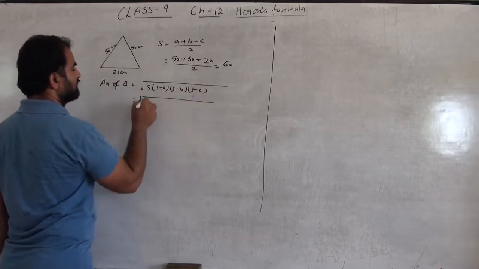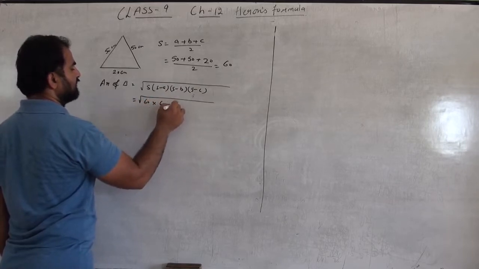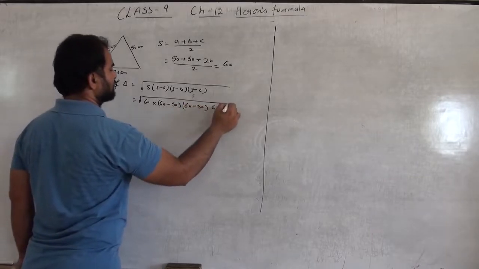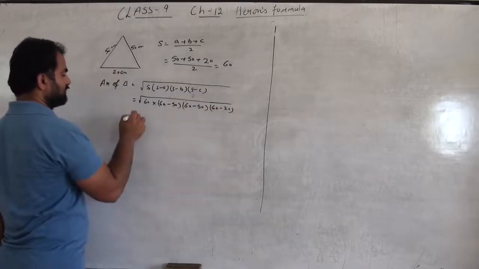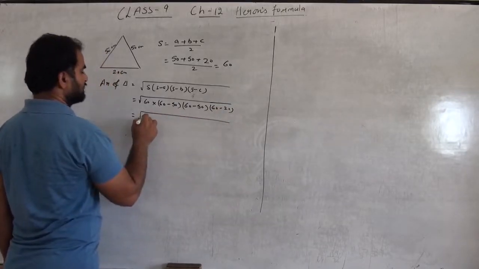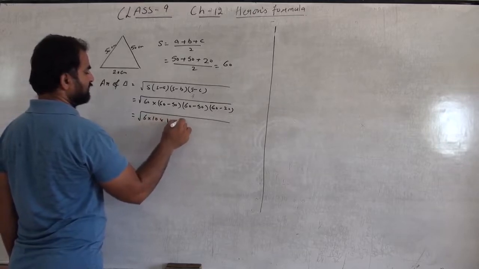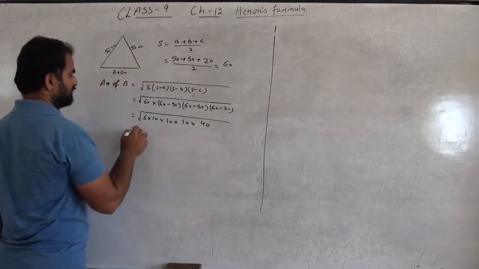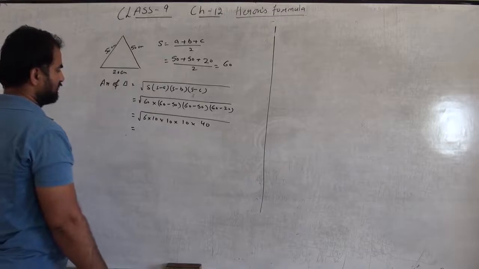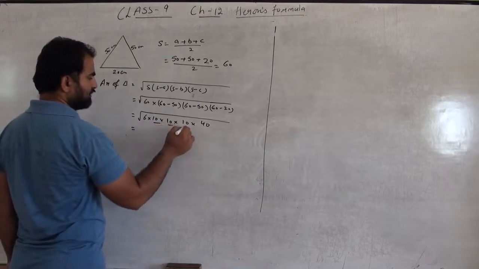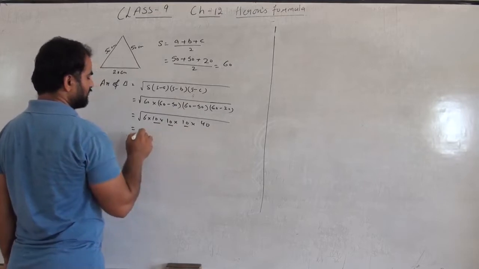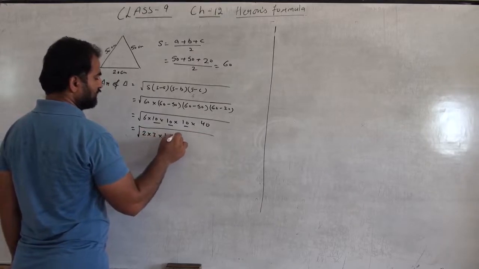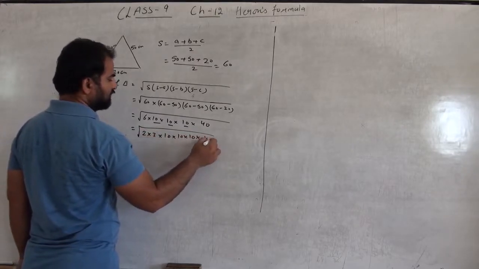It equals root of 60 into (60 minus 50), again (60 minus 50), and (60 minus 20). So root, 60 is 6 into 10, multiplied by 10 into 10, and 60 minus 20 is 40. So it will be 4 into 10. So root 6 will be 2 into 3 into 10 into 10 into 10 and again 4 into 10.